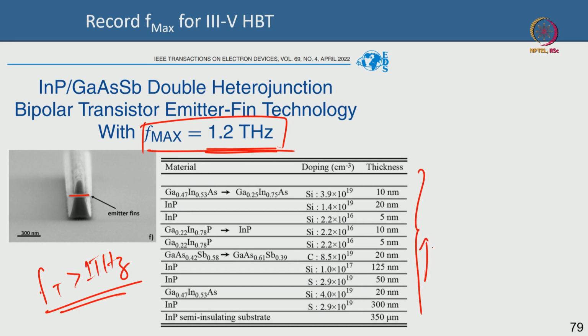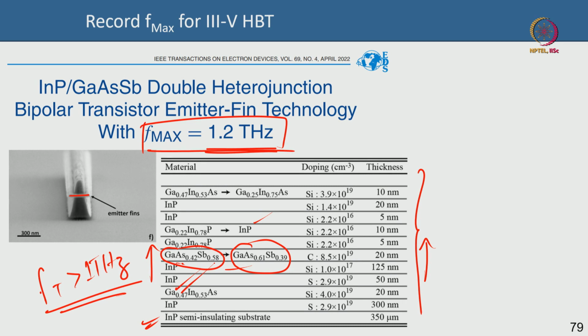You can see this is a very complicated looking stack. They have an indium phosphide substrate, by the way, and the bottom line of this stack is that you can see there is a gallium arsenide antimonide layer. Okay, there is a graded gallium arsenide antimonide layer here, and there is an indium phosphide emitter. There is a graded gallium arsenide antimonide base, then there is an indium phosphide collector.